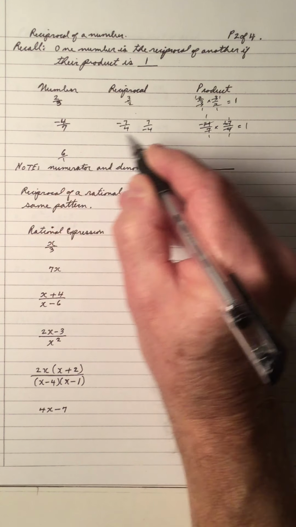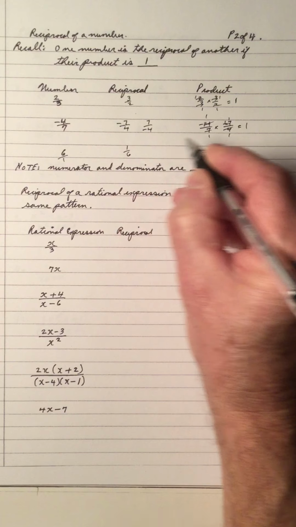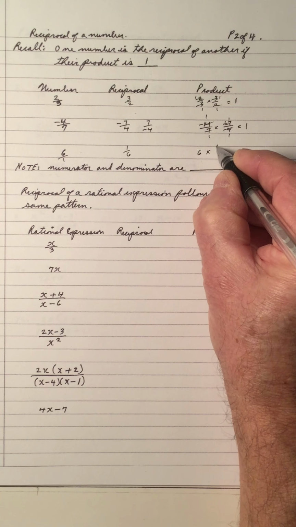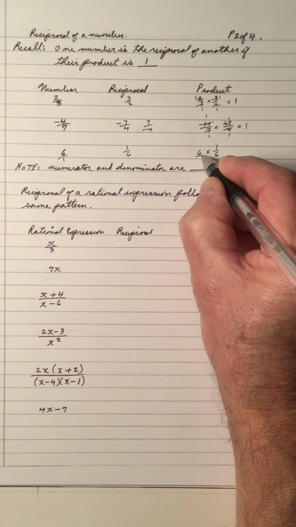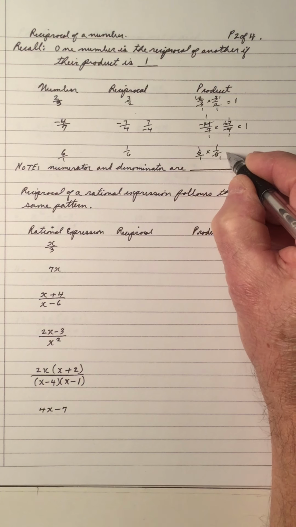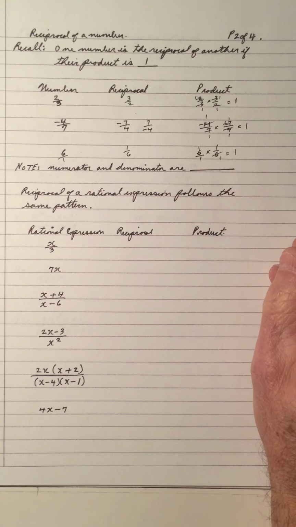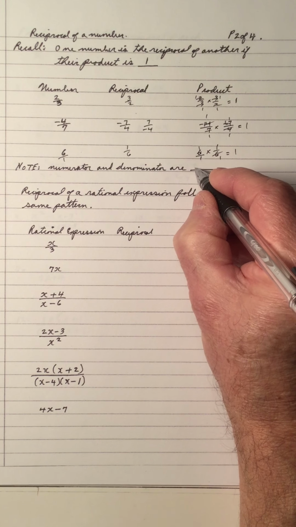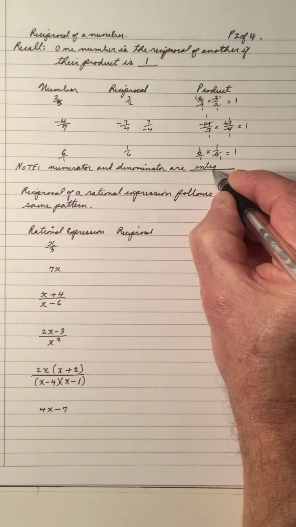6 is understood to be 6 over 1. The reciprocal is 1 over 6. So 6 times 1 over 6, and the 6 is over 1. You're multiplying, so you cancel top to bottom, and you get 1 over 1, which is 1. Note the numerators and the denominators are integers in this case.